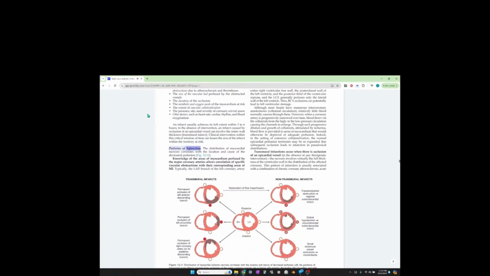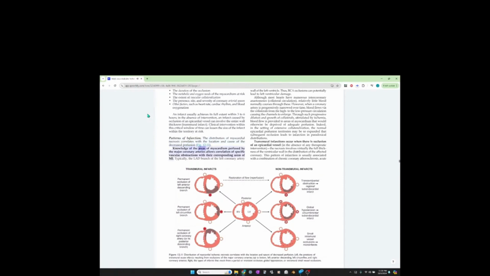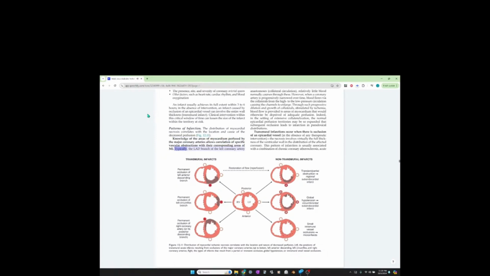Patterns of infarction. The distribution of myocardial necrosis correlates with the location and cause of the decreased perfusion. Knowledge of the areas of myocardium perfused by the major coronary arteries allows correlation of specific vascular obstructions with their corresponding areas of MI. Typically, the LAD branch of the left coronary artery supplies most of the apex of the heart, the anterior wall of the left ventricle, and the anterior 2/3 of the ventricular septum. By convention, the coronary artery, either RCA or LCX, that perfuses the posterior third of the septum is called dominant.